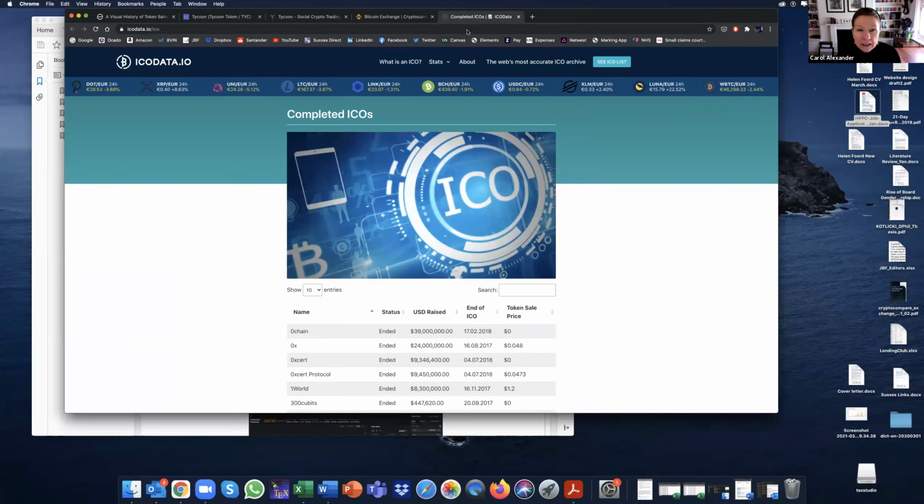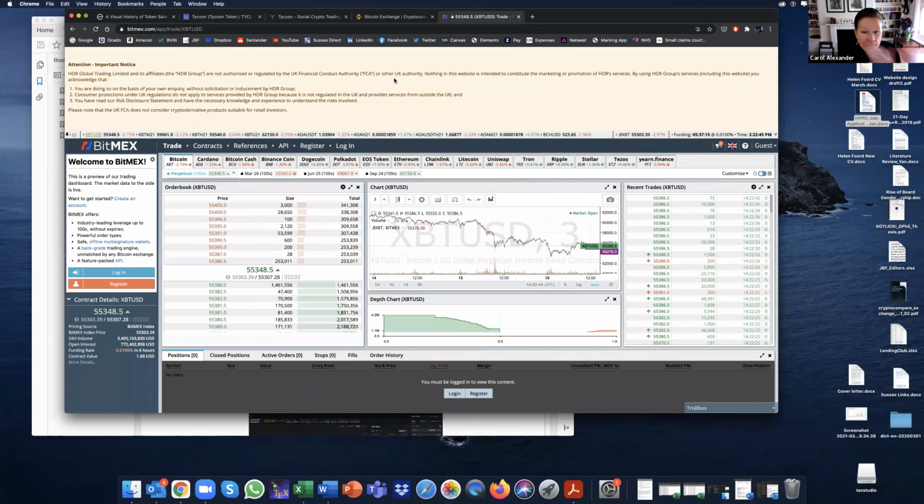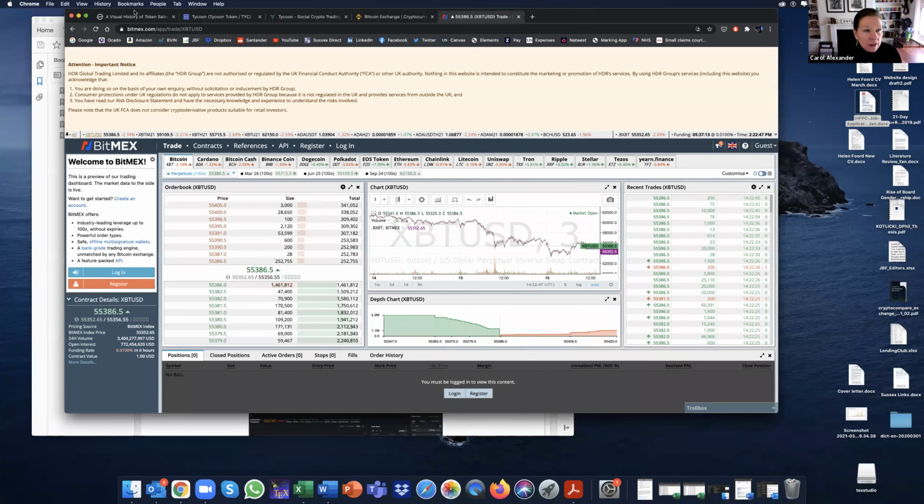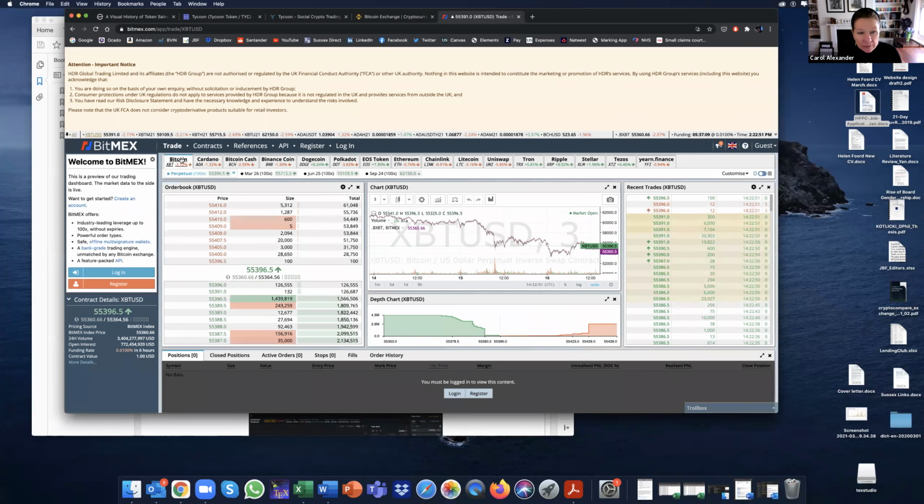So I haven't got a link here. I'll have to go back to BitMEX. And it immediately takes me to the Bitcoin, and they call it XBT. Some call it XBT, some call it BTC. So I'm going to be using both.